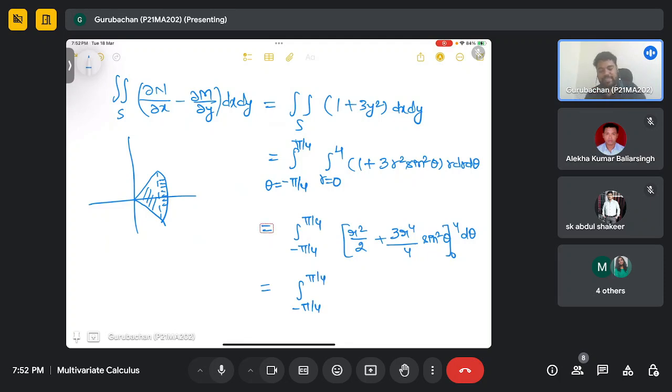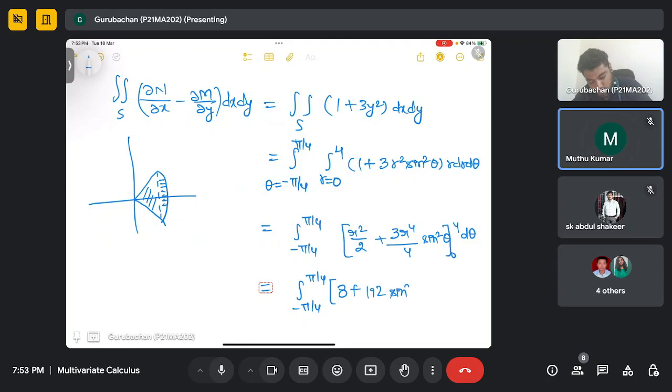so this will give you 16 divided by 2, that is 8, plus 1 4 will be cancelled, 64. 64 into 3 will be... I hope I am doing it correctly. Please check parallelly. So I'm just writing directly. 64 into this 3 will be 192 sine square theta d theta.